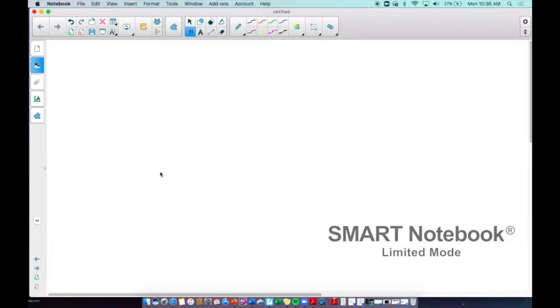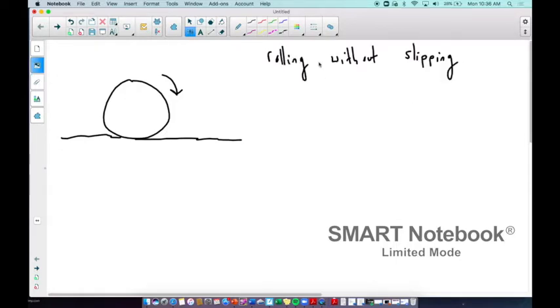So basically, when you have an object like a wheel or something rolling along a surface, let's just make it a flat surface for now. There are two possibilities for how this thing can be rolling. The first possibility is that it can be rolling without slipping. You are responsible for knowing everything that is true for an object rolling along a surface without slipping. These things will not be on your AP equation sheet. You will not be reminded of them. You have got to memorize this.